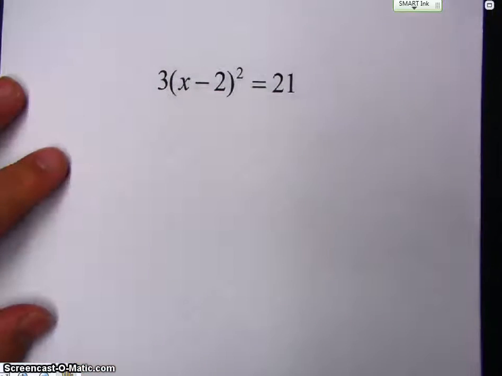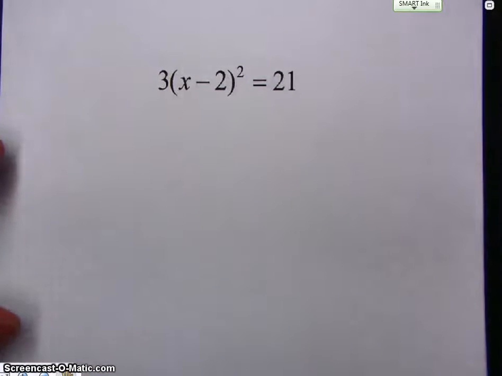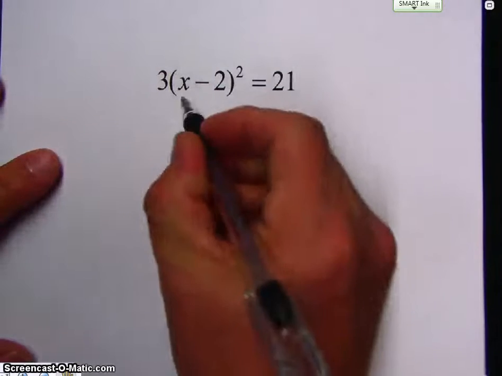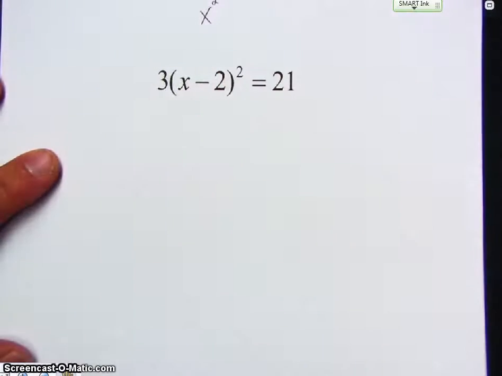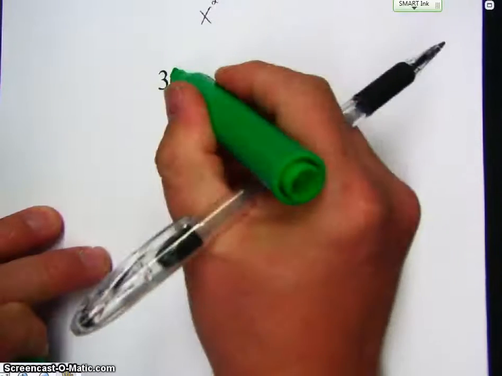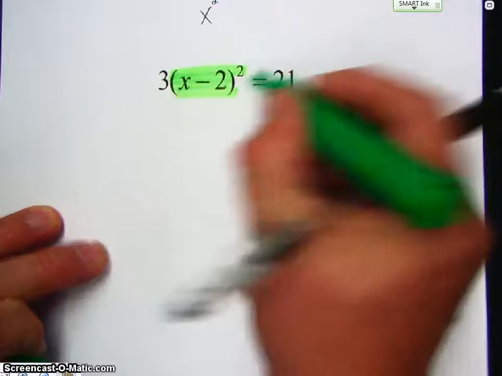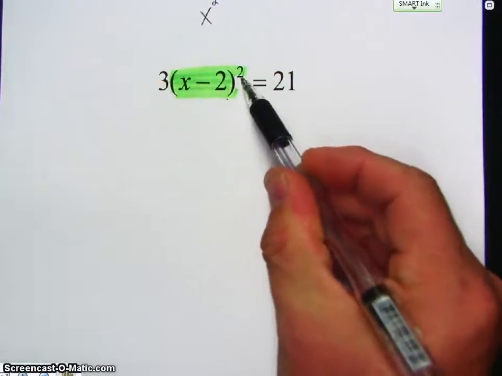All right, more solving equations with square roots. Now you notice about this, in the previous problems we have done something where it's just x squared the whole time. Now if you look here, we got a group that's being squared. All right, so there's some more steps involved.